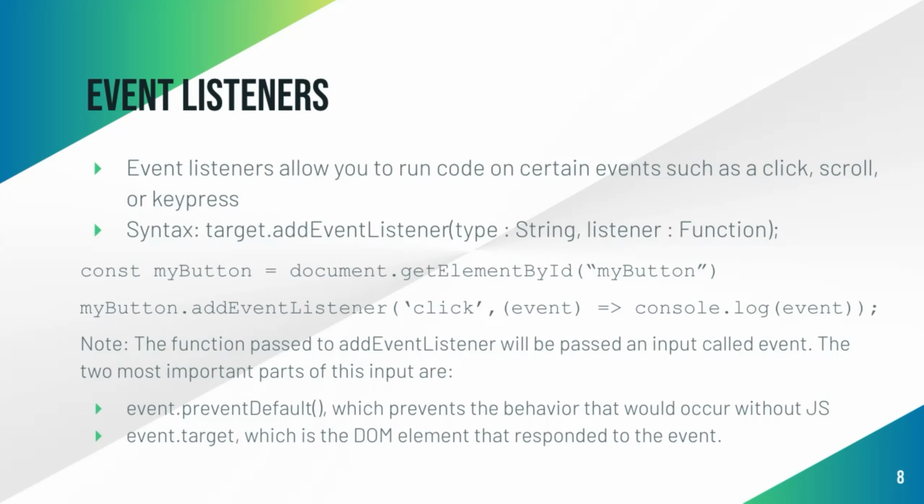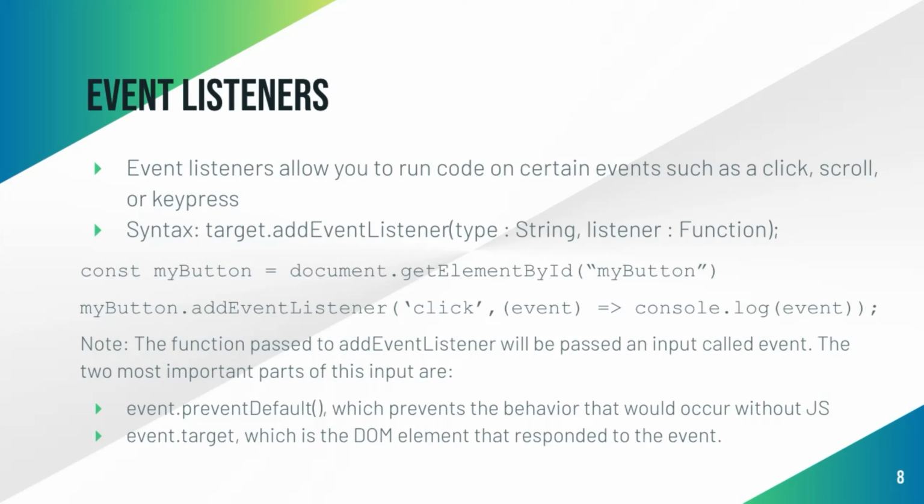You'll want to define a variable. Then you'll do the document, and then one of your selecting attributes. It doesn't have to be get element by ID, but in this case, that's what was used. And then we actually add a click event listener to it, and the function will pass an input called event into the event listener.